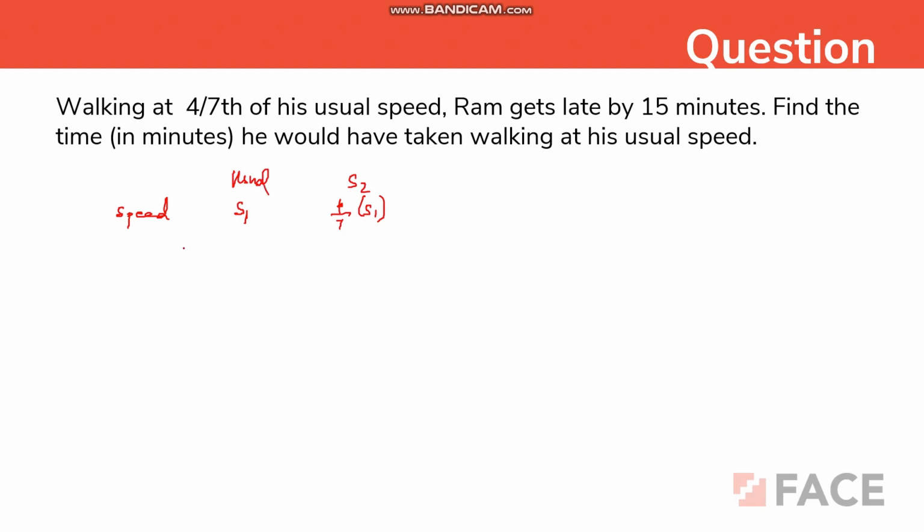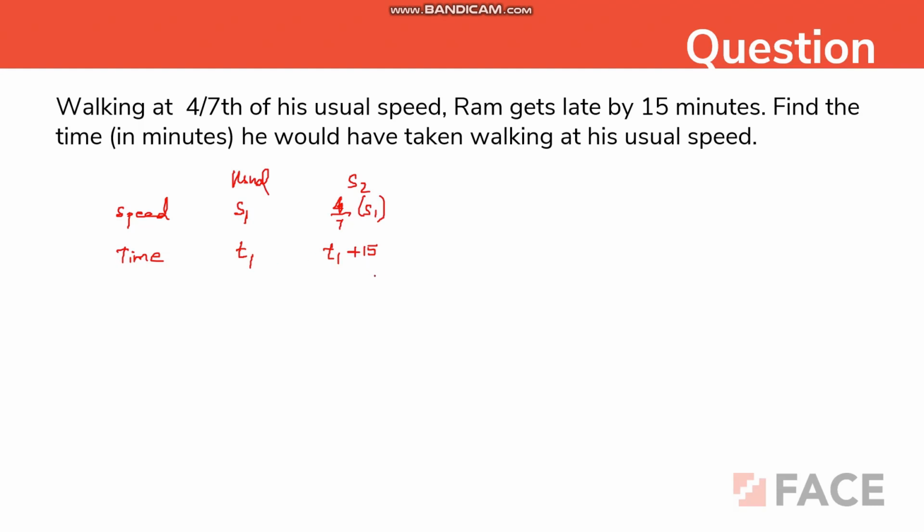Because of this, he is taking different times, right? When traveling at usual speed, he will take the usual time. Let us assume this as T1. Because of a different speed, which is 4/7 of S1, he is getting late by 15 minutes. So we can say T1 plus 15, right? Because he is late by 15 minutes. If he is reaching at 6 o'clock, he will take until 6:15 now.